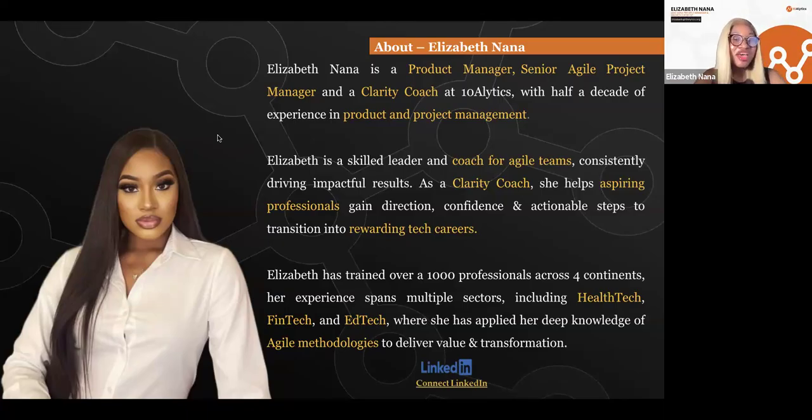As a clarity coach, I have helped aspiring professionals like yourself gain direction, gain the confidence to break into tech, as well as the actionable steps that you need in order to transition into these highly rewarding tech careers. Aside from helping people gain direction, I've also trained over 1,000 professionals such as yourself across 4 different continents, and my experience also spans multiple sectors, including the healthcare sector, the financial technology sector, as well as the educational technology sector, where I have applied my deep knowledge of agile methodologies to help deliver value.